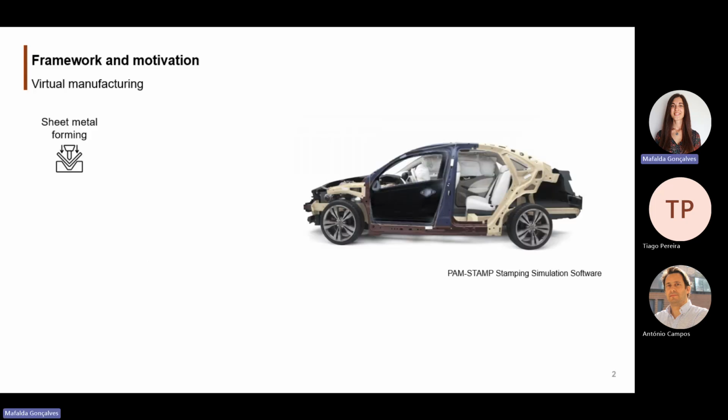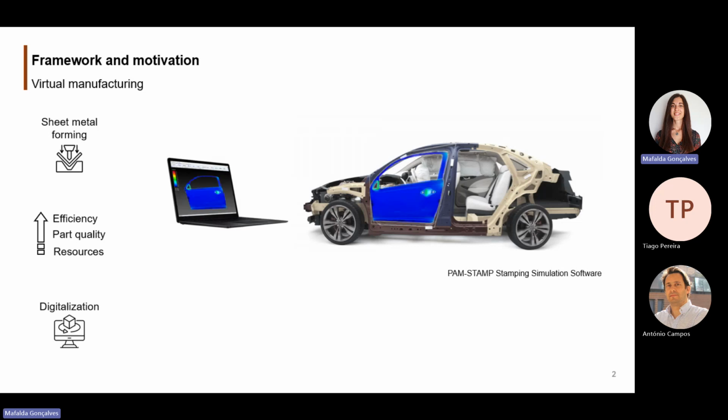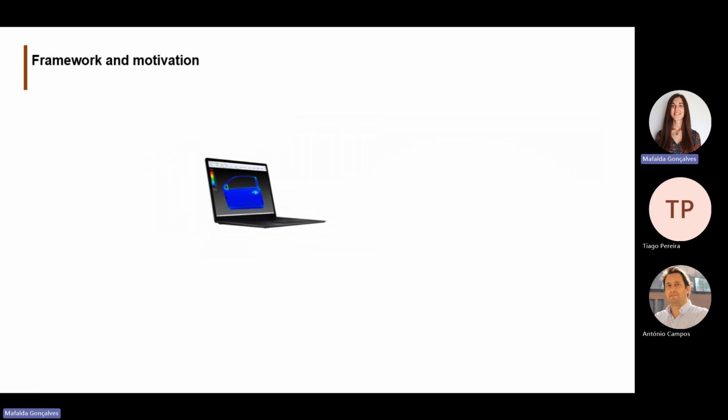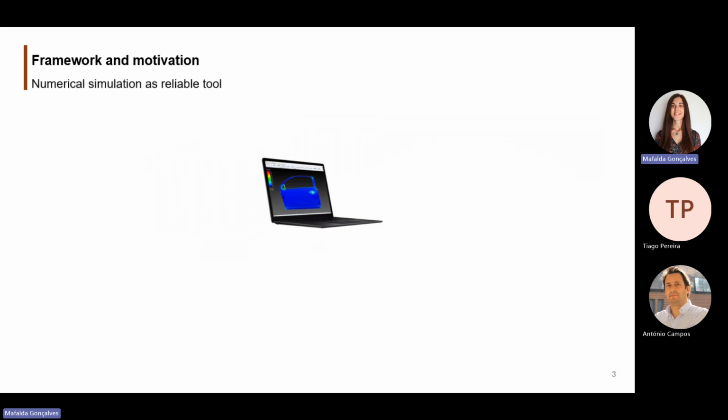In several industries, for instance, automotive and aerospace, several components result from sheet metal forming operations. And in order to improve the efficiency and the quality of its components, the industry is working toward the digitalization of their design and manufacturing process. And numerical simulation has been a key element in the digitalization process.